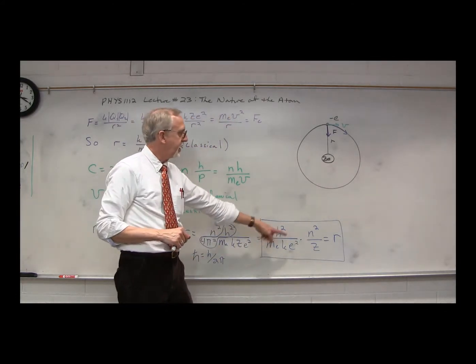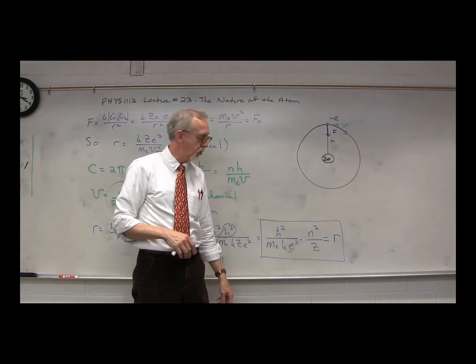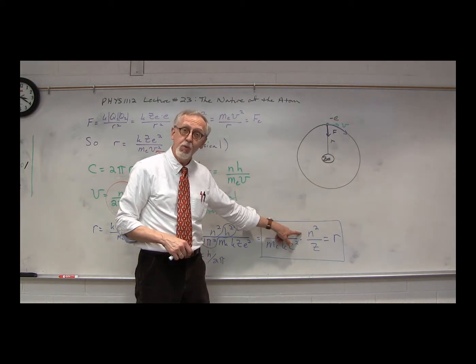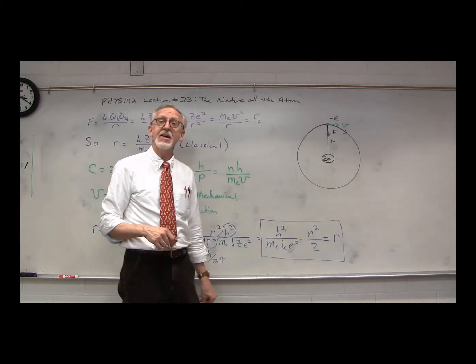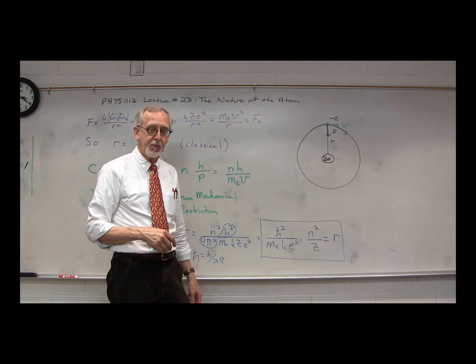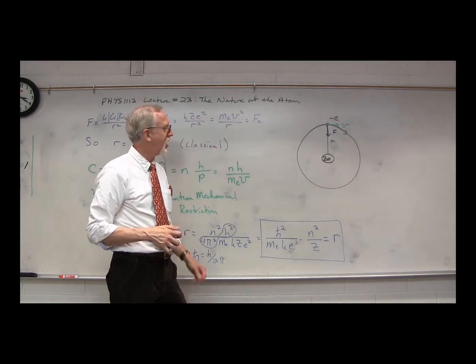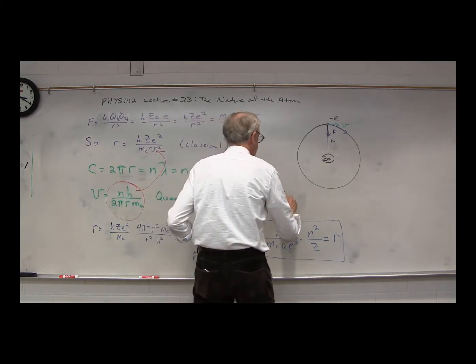So notice you pick whatever atom you want, whatever element you want, you put in your value for Z, and then the radii of the orbits go as n squared. They increase by n squared. There's a particular value of this that's kind of useful. It's called the Bohr radius.